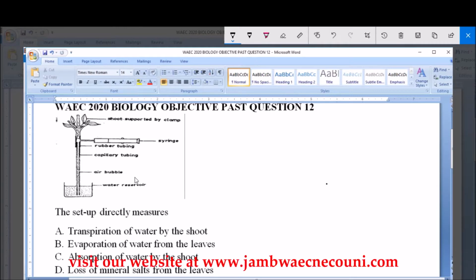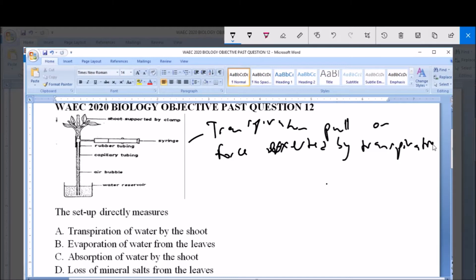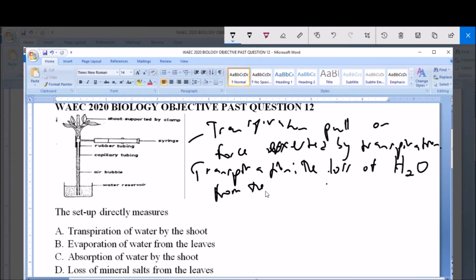So this experimental setup you have here is for measuring the transpiration pull, or what is known as the force of transpiration, or force exerted by transpiration. Now, transpiration is the loss of water from the surface of leaves by evaporation.